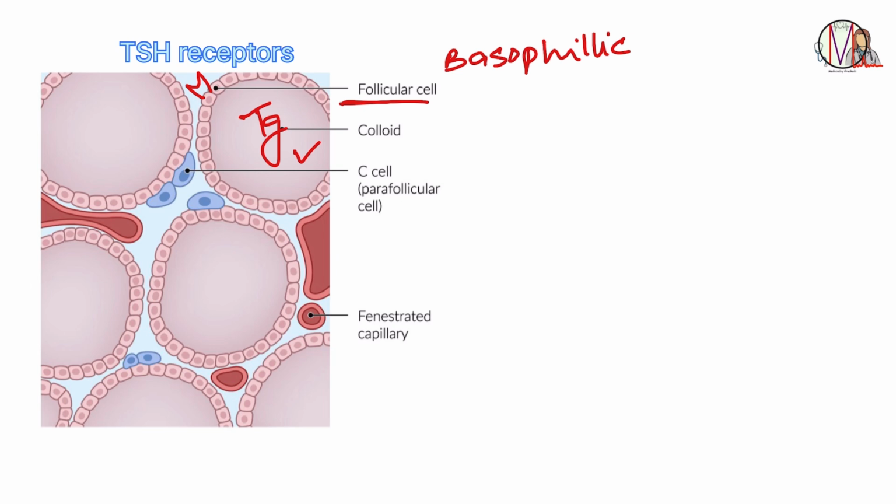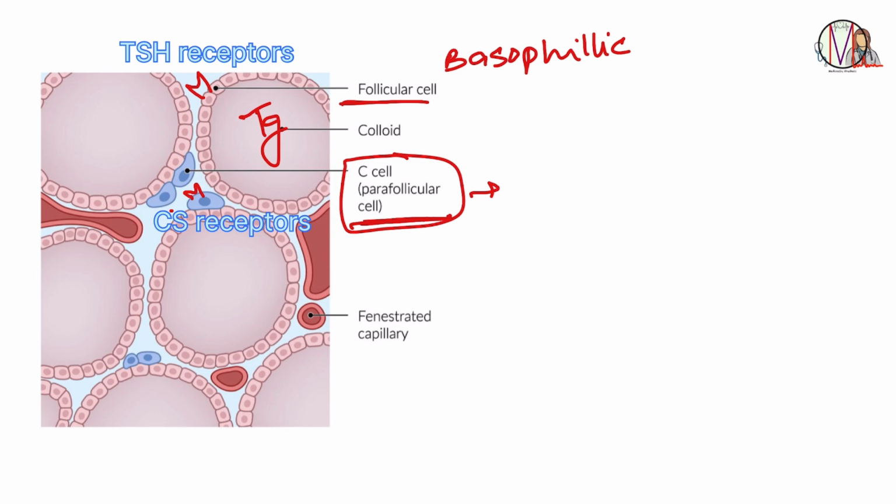Whereas the C cells are large pale staining cells which are found along the basement membrane of the thyroid epithelium and have no direct contact with the follicular lumen. They have calcium sensing receptors on their surface which will sense the calcium from the blood and release calcitonin when required. What's the function of calcitonin? It decreases the calcium level in blood. For C cells, the function is hormone production and storage in granules.